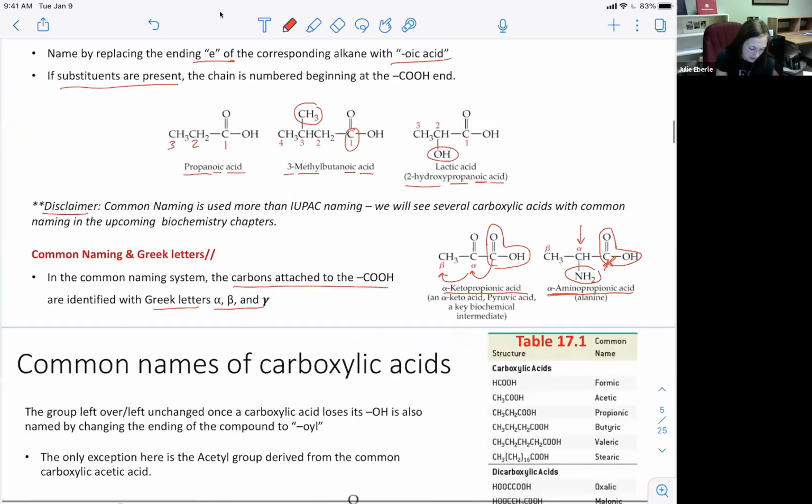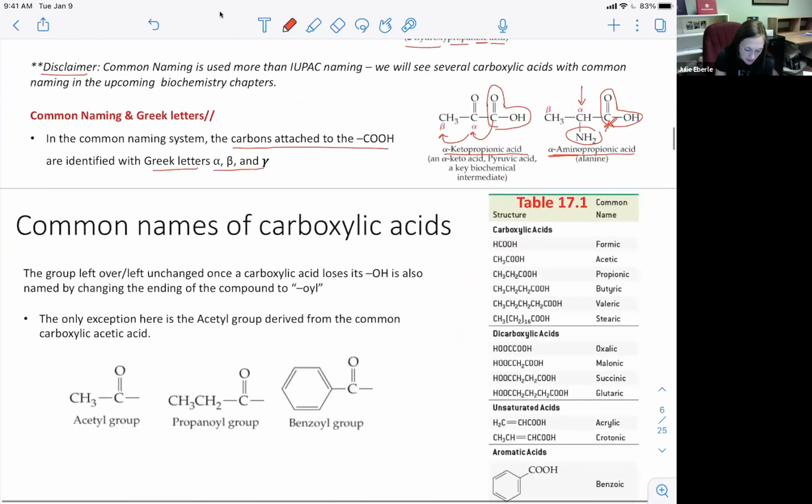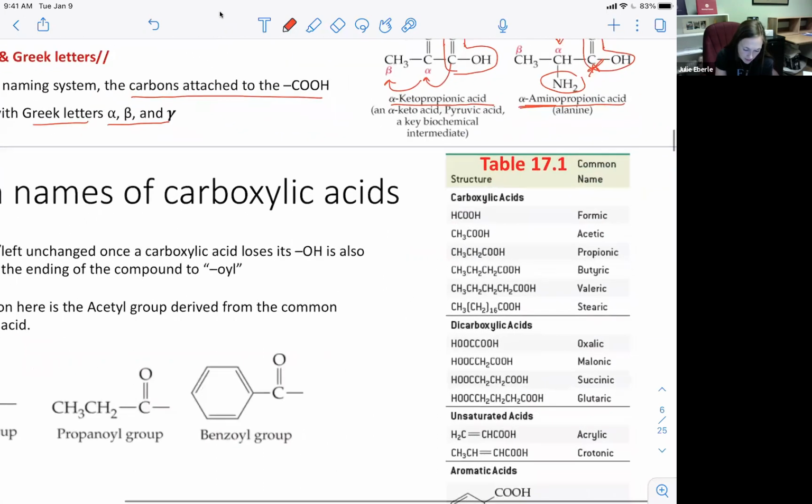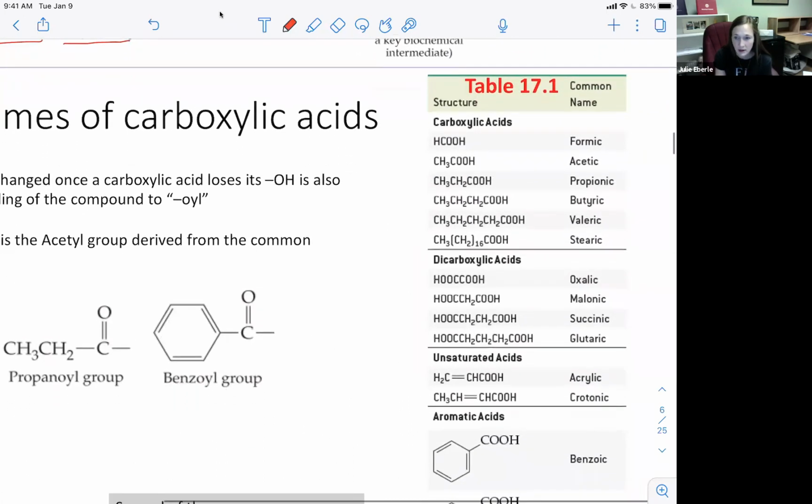Okay. Continuing with some common naming, there's this table. This table will be your best friend. I'm going to allow you guys to have a note card for exam 2 as well. I would put a lot of these common names on your note card. Don't waste your brain space trying to memorize all this.